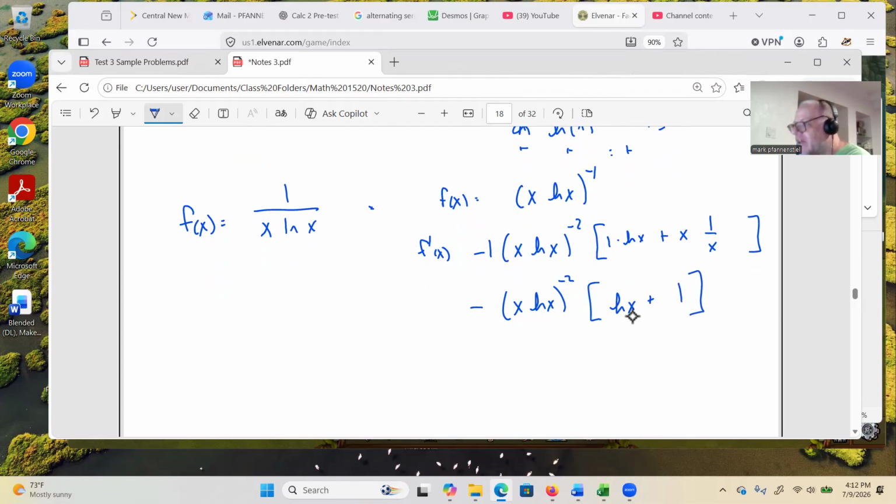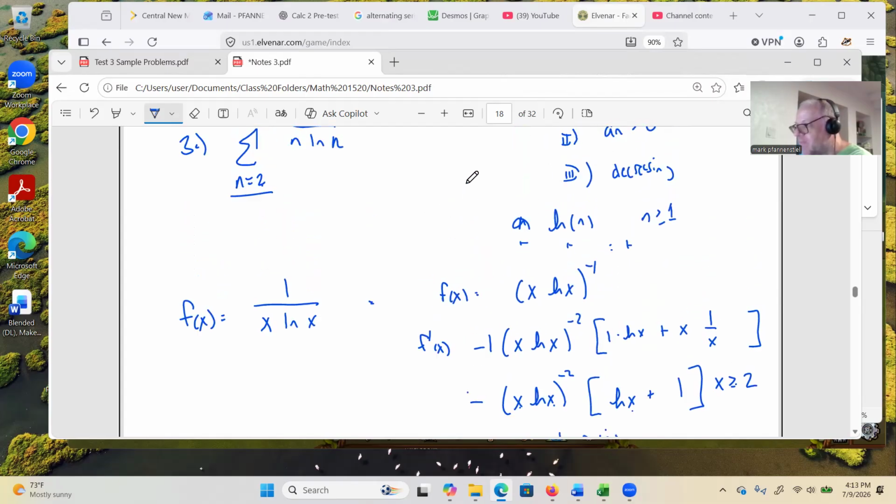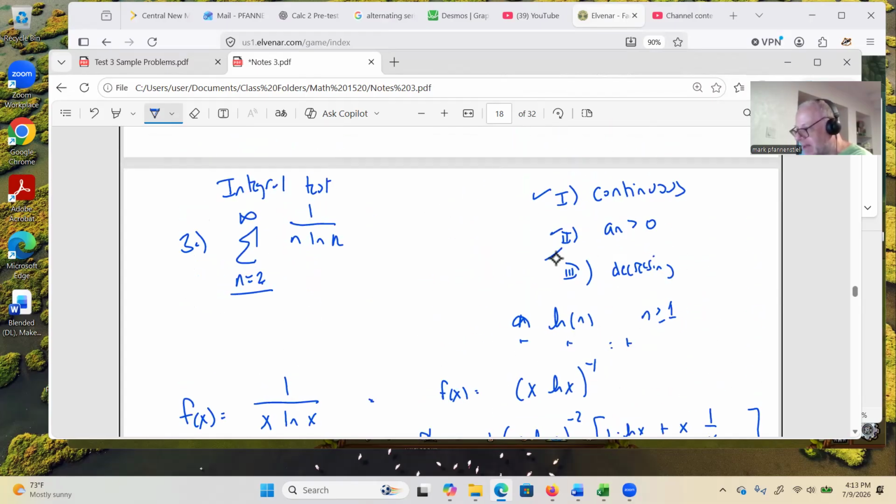Ln of x plus 1 is always going to be positive. Again, we can be assured that x is greater than or equal to 2 for all of this, so this piece is positive. We have a negative out in front. Since the first derivative is always negative, we have a decreasing function. So we've checked off all three conditions that we have to meet to be able to use the integral test.